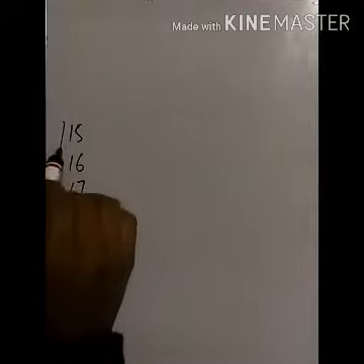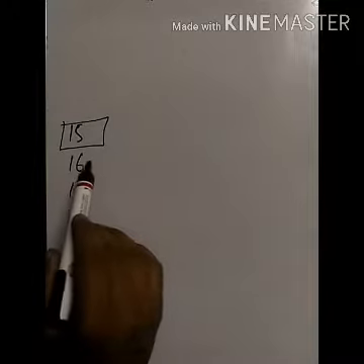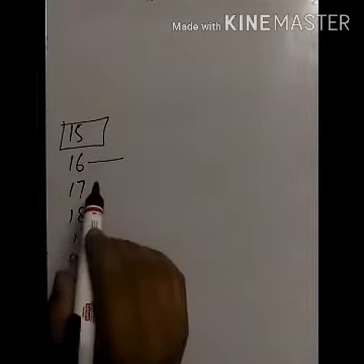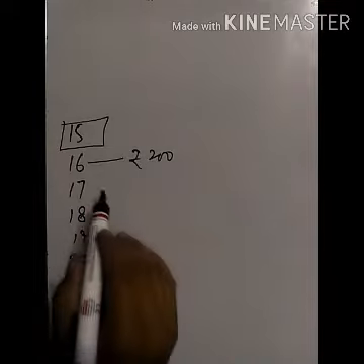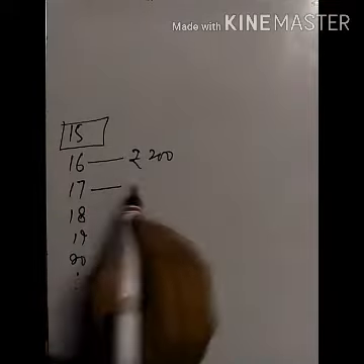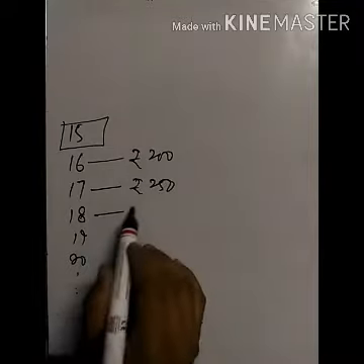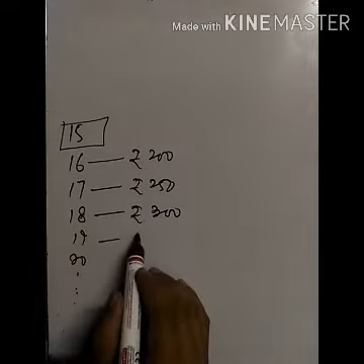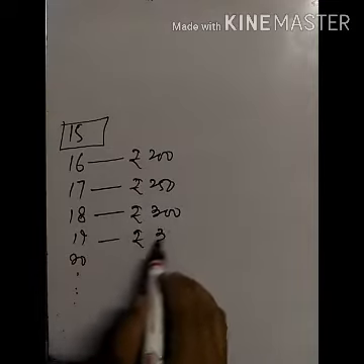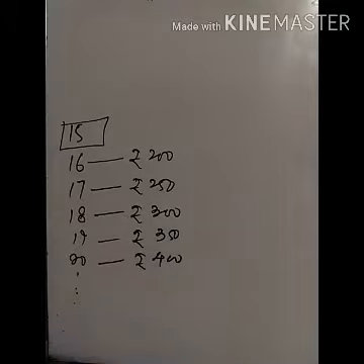He was supposed to complete on the 15th, but he could not. That's why he has to pay a penalty on the 16th. That is the first day of delay. He has to pay rupees 200. On the second day of his delay, he has to pay rupees 250. On the third day, he has to pay rupees 300. Like that, on the fourth day, he has to pay 350. On the fifth day, he has to pay 400. So this is how the trend goes on.